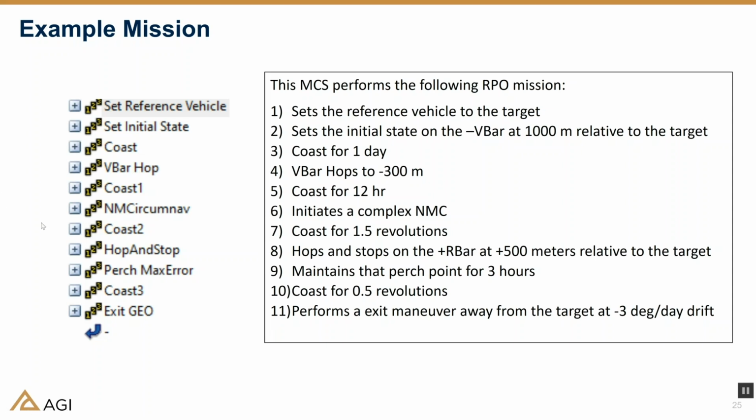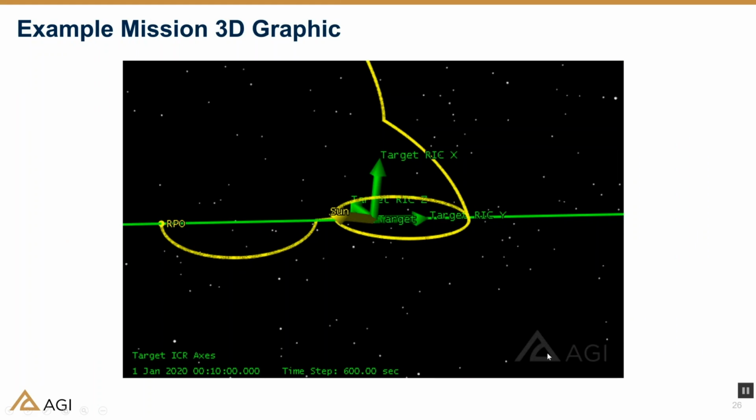Then I want to coast for 1 day, V-bar hop to minus 300 meters, coast for 12 hours, initiate an NMC and persist in it for 1.5 revs. Then I want to hop to a point on the radial direction, on the R bar, as it were, and then I want to perch there for several hours before I exit the scene. So this is all you need to be able to do using these sequences to build this sequence. So that sequence ended up looking like this.